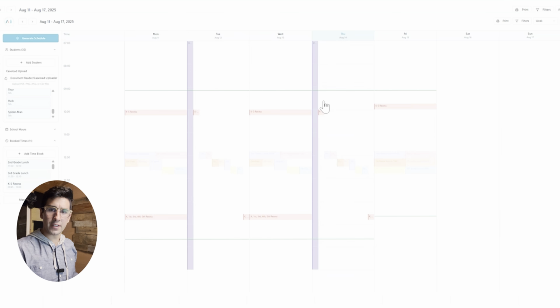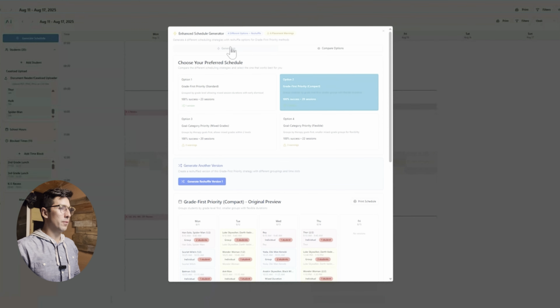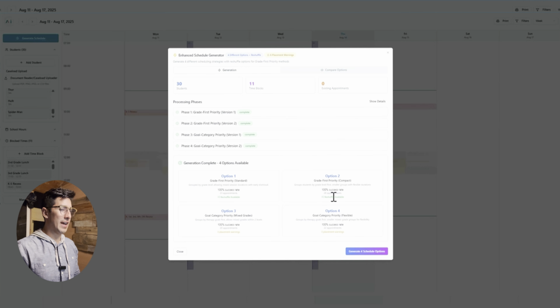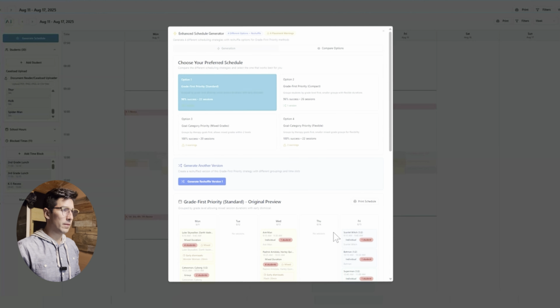Now let's see how the scheduler takes this into consideration, especially in light of us having 30 students. Let's go back here. It looks like it's still pulling up the previous one. Go back to Generation tab, and then we'll generate schedule options again. All right, it looks like we now have a 98% success rate for option 1, a 96% success rate for option 2, 100% for option 3 and option 4.